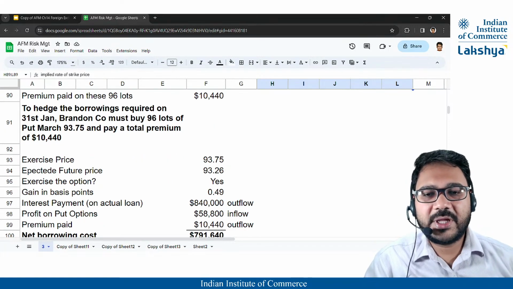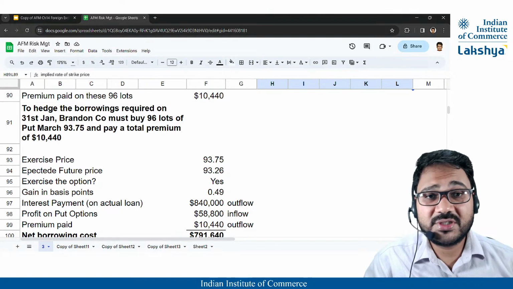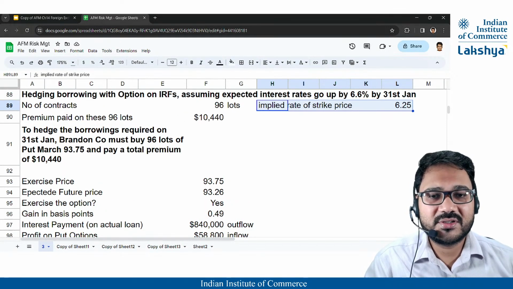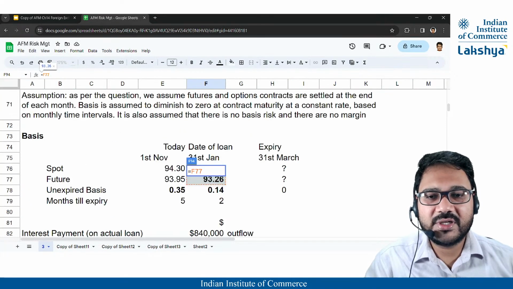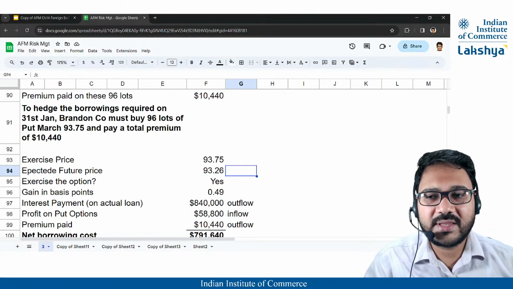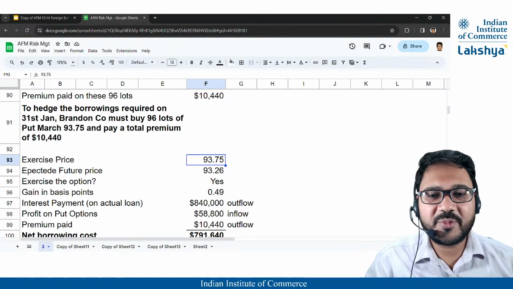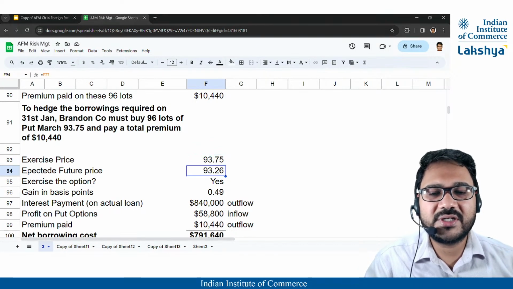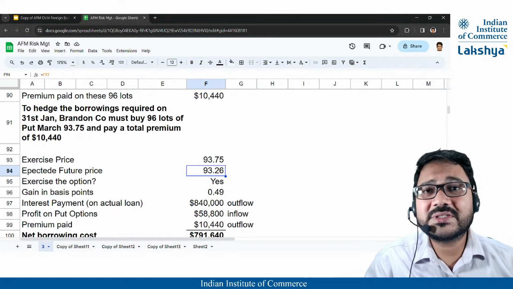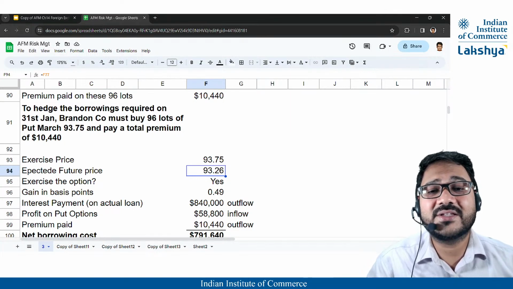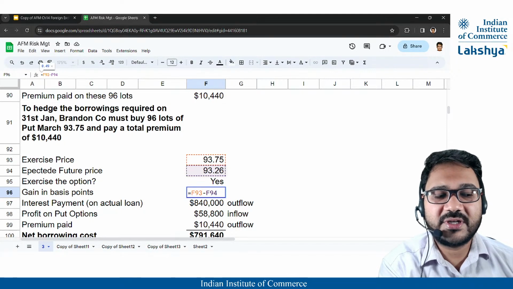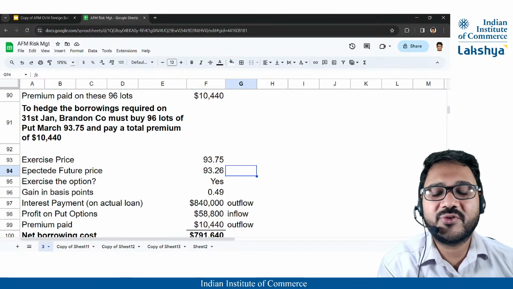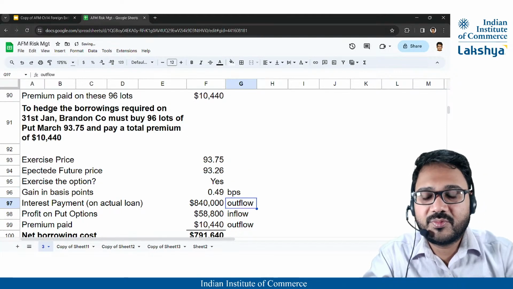Or you can just compare, the better way is to compare it with future prices because the underlying is future. So you do not compare it with 6.6, you compare it with future price. So future price we already calculated over here, 93.26. So we are going to compare it that way. We have the right to sell at 93.75, whereas the current future rate is 93.26. So obviously, I would want to sell as high as possible. That is 93.75. So I shall exercise my right. So the gain that I'm going to get is 93.75 minus 93.26. That is 0.49 basis points. Okay, bips.